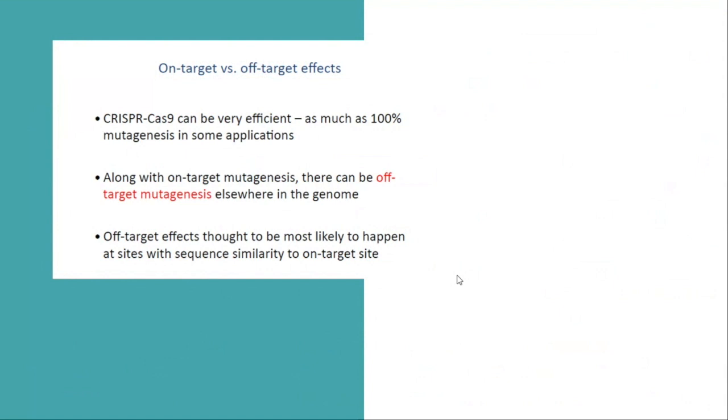Then off-target effects are thought to be most likely to happen at sites where there is sequence similarity to the on-target site, right?